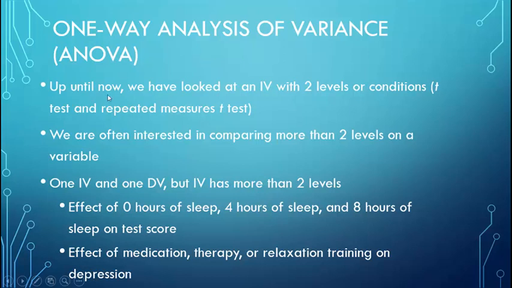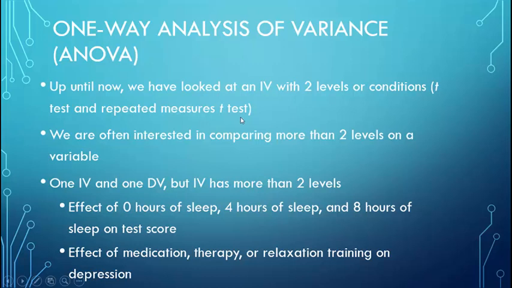But in terms of one-way ANOVAs, up until this point in class, we've looked at an independent variable that has two levels or two conditions or two groups. So we want to compare males and females on their math reading abilities, or we want to compare people who take some kind of medicine compared to people who don't take the medicine on symptoms of anxiety, or something like that, where we're comparing two groups.